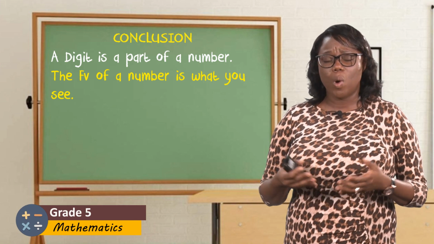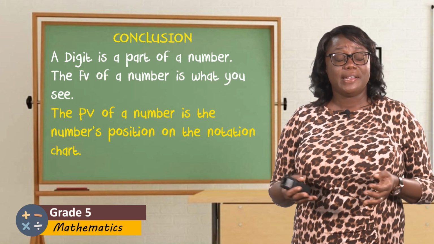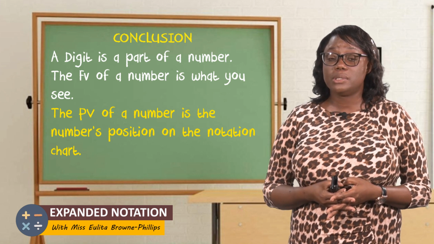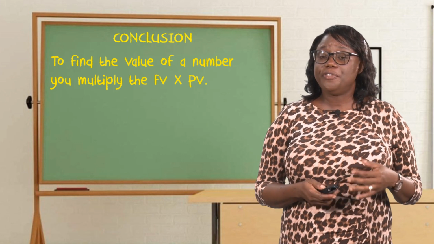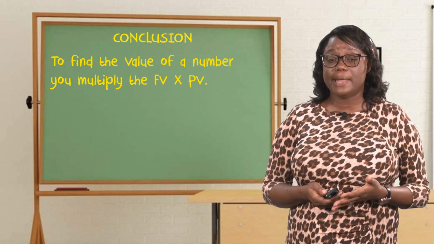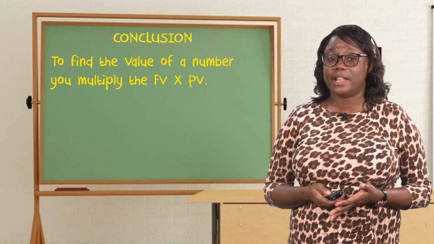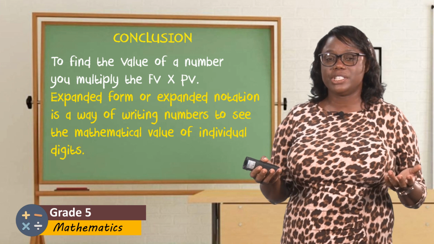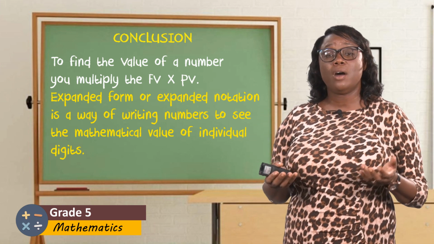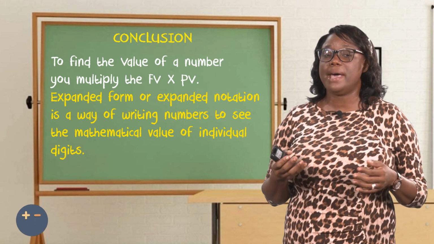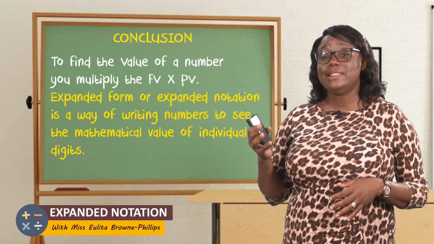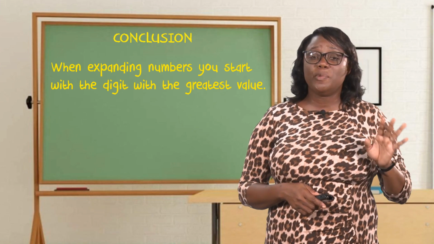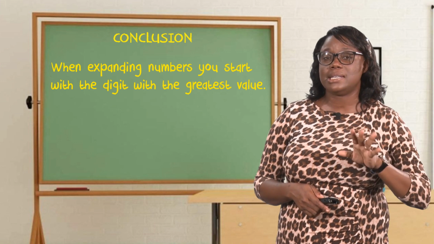Place value. What is the place value of a number? The place value of a number is the number's position on the notation chart. To find the value of a number, you multiply the face value by the place value. Expanded form, or expanded notation as you might know it, is a way of writing numbers to see the mathematical value of individual digits. When expanding numbers, always start with the digit with the greatest value.